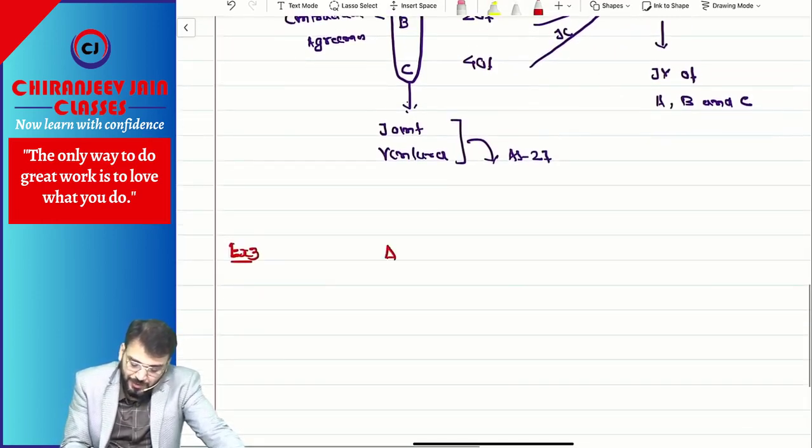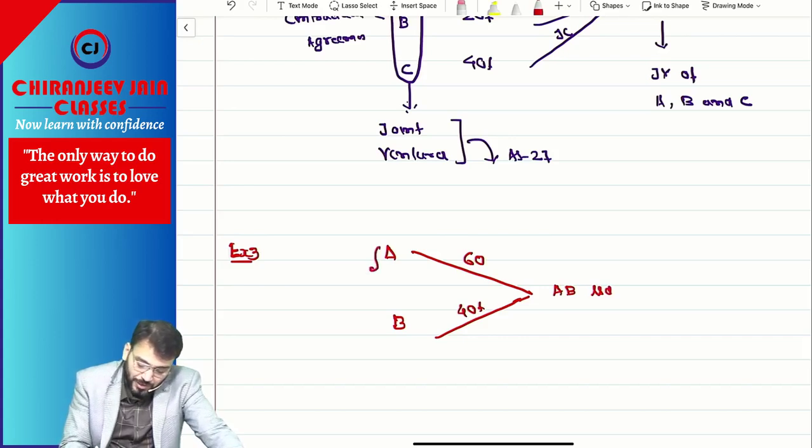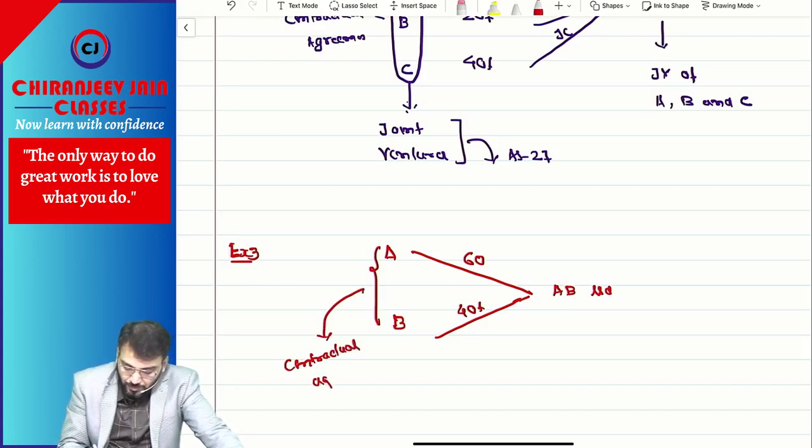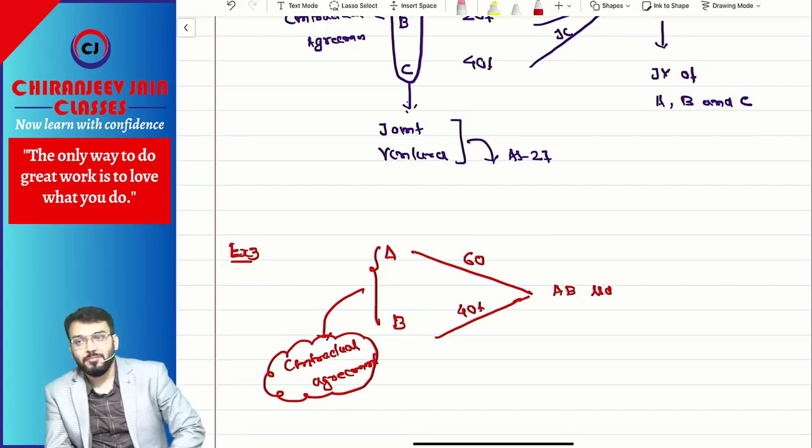Example number 3. A, B. Now suppose A is having 60%, B is having 40%. Are you getting what I am saying? And this becomes AB Limited, and they are under a contractual agreement. Now one doubt will come: does A have control or joint control?